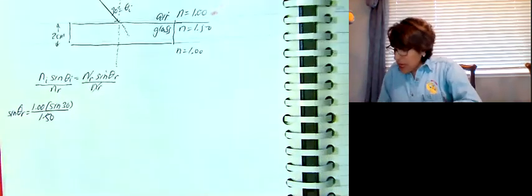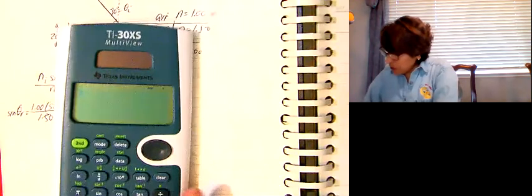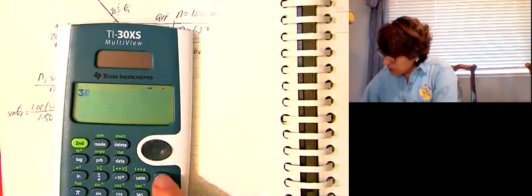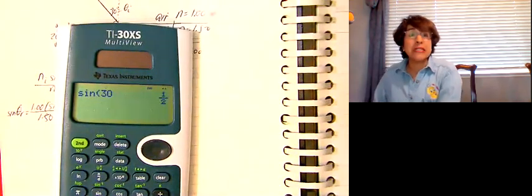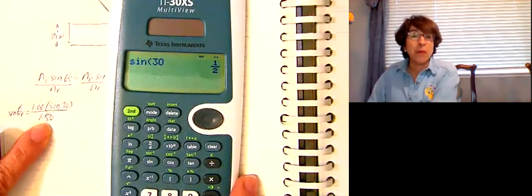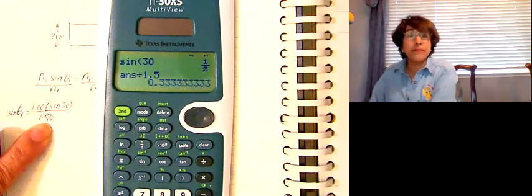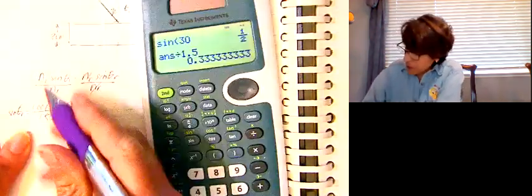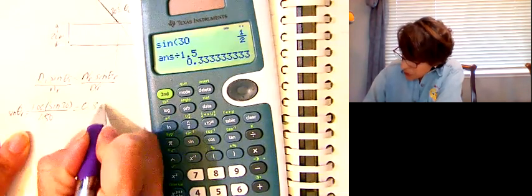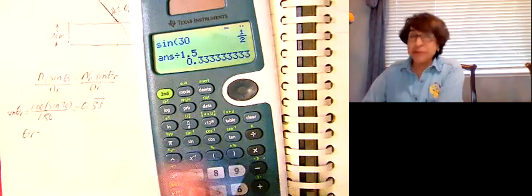So let's figure out what that is. I happen to remember that sine of 30 is 1/2. If you don't believe me, sine of 30 is exactly 1/2. Okay, we multiply that by 1, and then we divide it by 1.5. There we go, 0.3333. Exactly, 0.333.